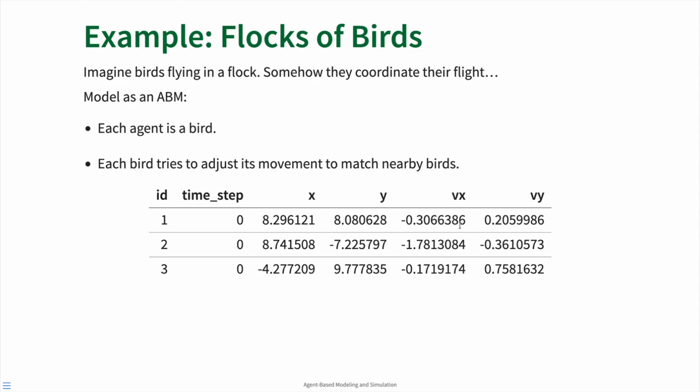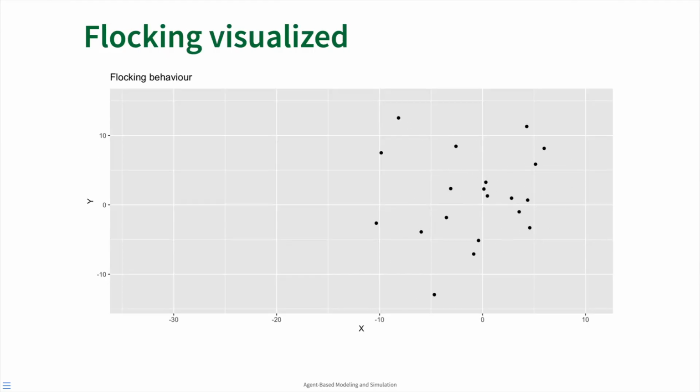In this case, we're looking at the component of speed in the X direction and the component of speed in the Y direction. Now, there are more than 3 birds in this simulation. We're just looking at the first few rows here of this data frame. And so what happens as we allow this agent-based model to evolve over multiple time steps? Well, we can run this simulation and look at the results.